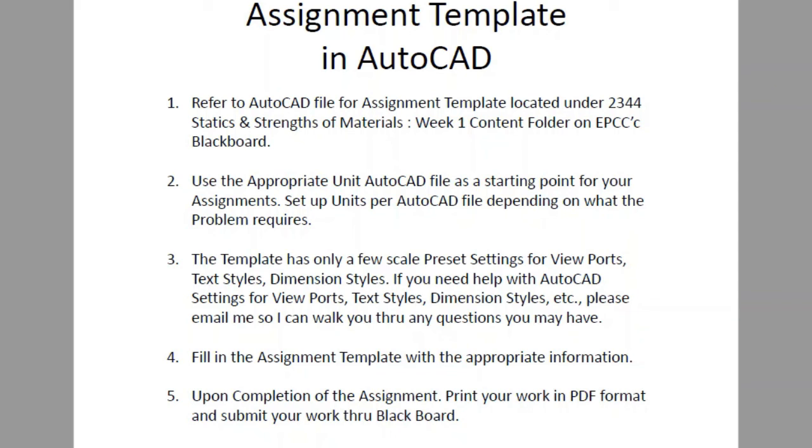The template has only a few scale preset settings for viewports, text styles, dimension styles. If you need help with AutoCAD settings for viewports, text styles, dimension styles, or anything else, please email me so I can walk you through any questions you may have. Fill in the assignment template with the appropriate information. Upon completion of the assignment, print your work in PDF format and submit your work through Blackboard.